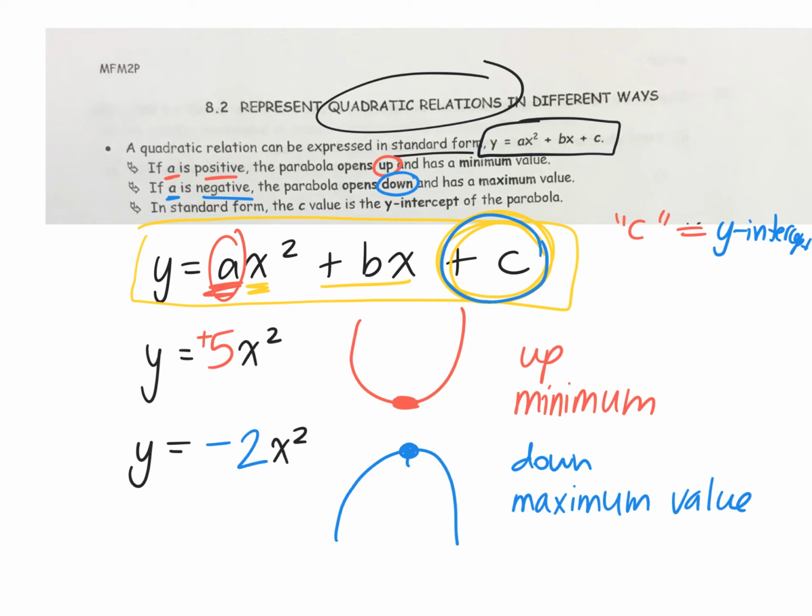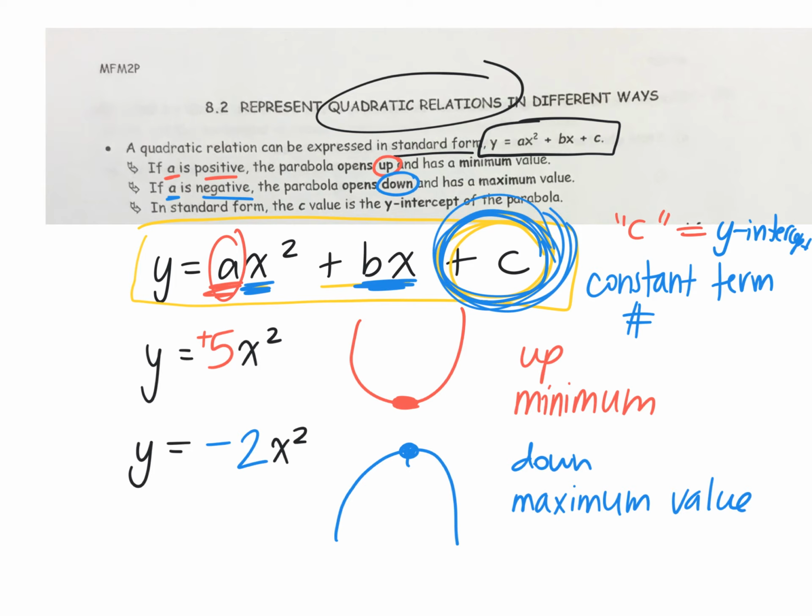The c value is the constant term, it's the number that's by itself. It does not have a variable next to it. It doesn't have an x squared. It doesn't have an x. It's just the number by itself. It represents the y-intercept. If this is the equation, the first example, x squared plus 2x minus 15.